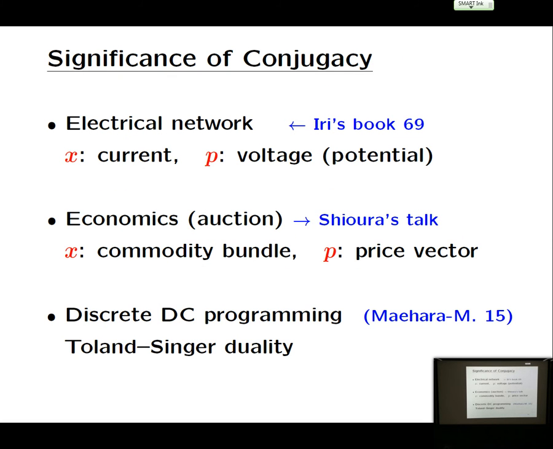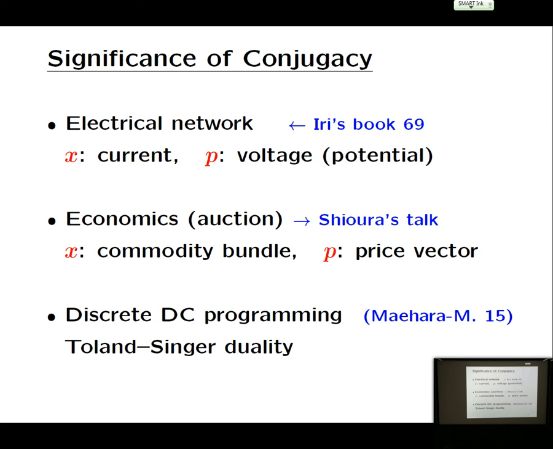Now, what is the significance of conjugacy? It is just nice, but it also has physical meaning. In an electrical network, x means current in a branch, and p is voltage, potential. And in economics, x means a commodity bundle. It's a vector representing the quantity of goods: if I buy this amount, this amount, this is a vector x. Then p is a price vector of the commodities.